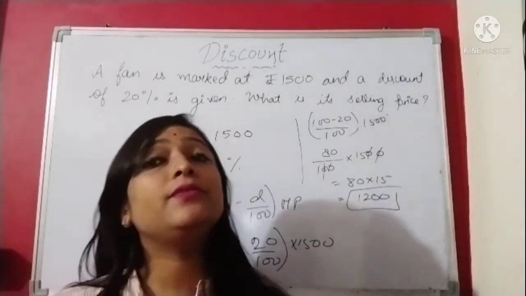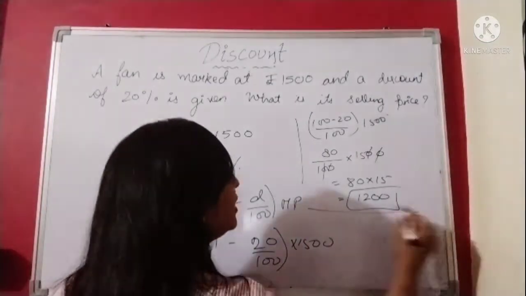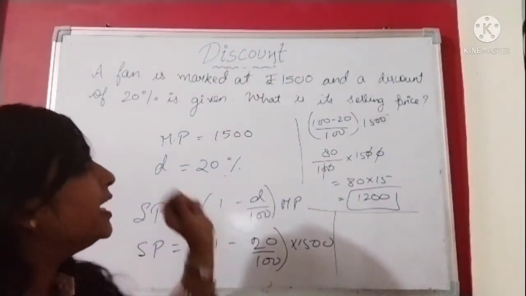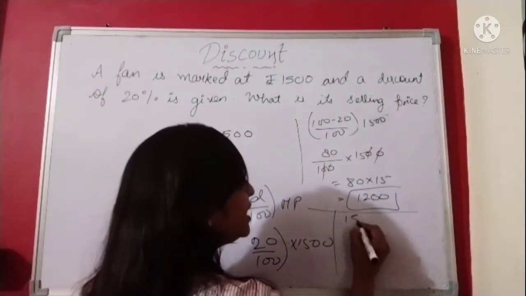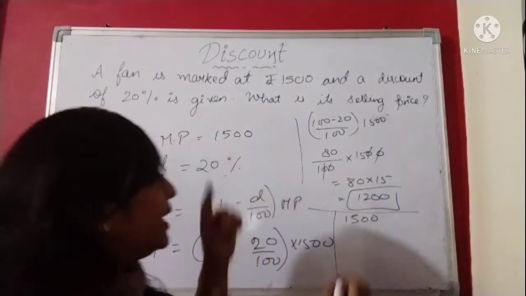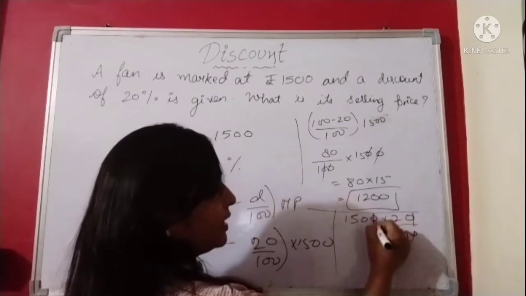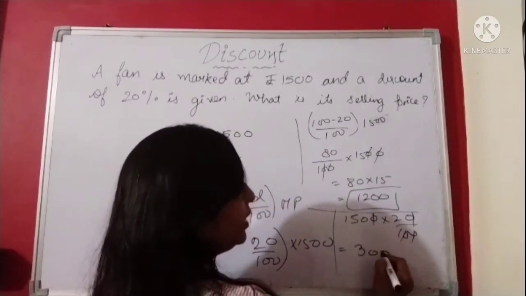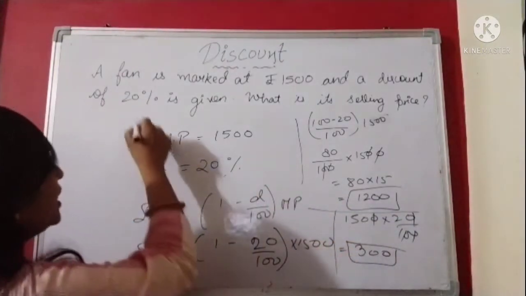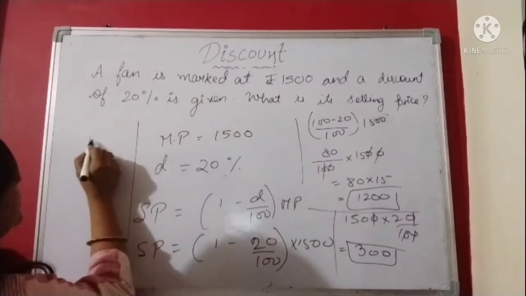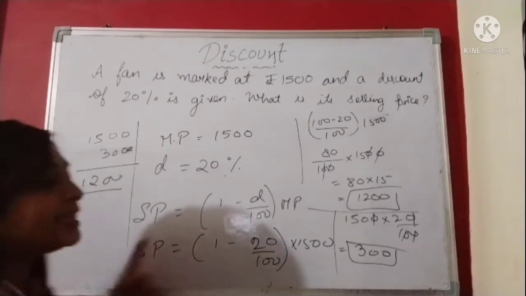Now, if we forget the formula, then how to do the question? No worries. If we forget the formula, just one thing we have to keep in mind, that the discount is applied on the marked price. So 1500 is the marked price and 20% discount is applied over here. So 0 and 0 got cancelled. We are left with 300. That means discount value is 300. And what is the selling price? From the marked price, we will reduce the discount and we get the same answer.